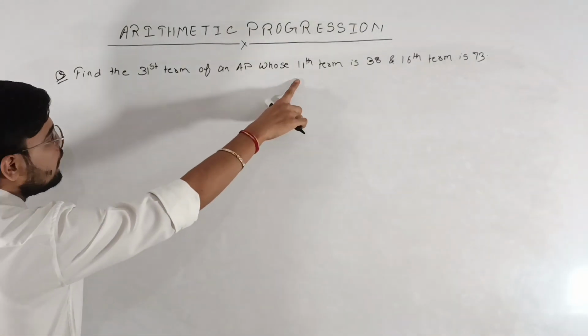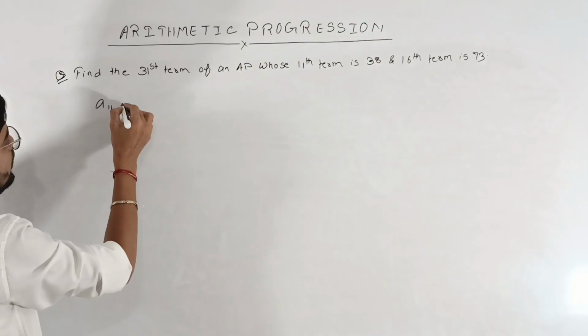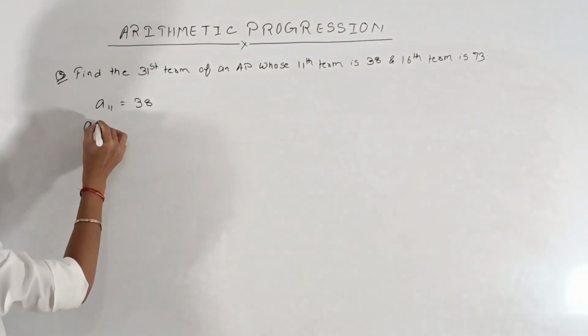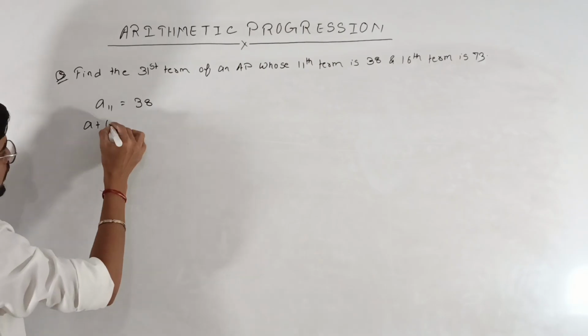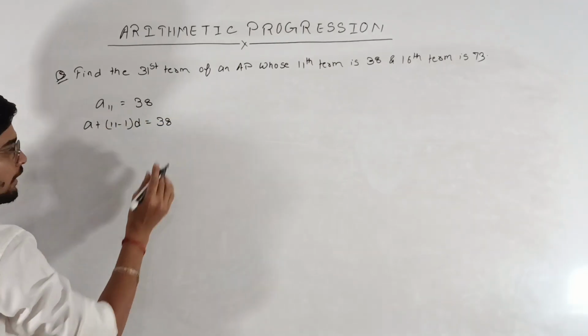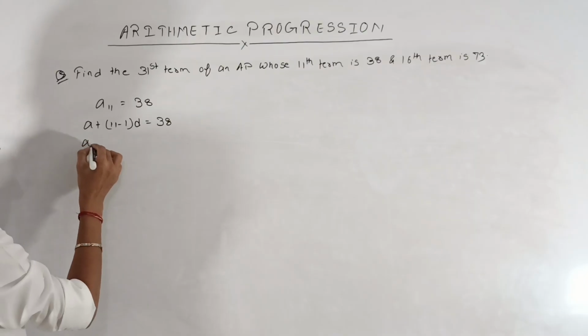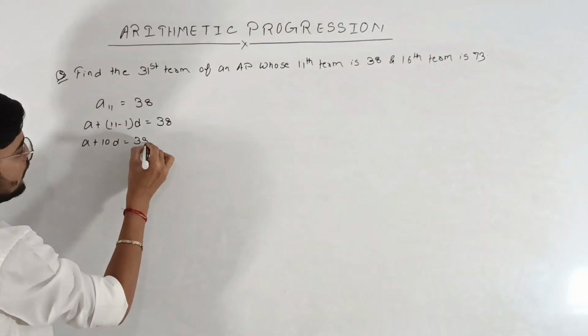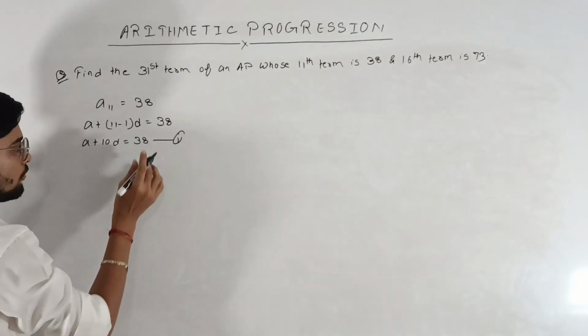So it is given 11th term, that is 38. So A11 is given, that is 38. Now A11 is what? a plus (n minus 1) into d, then 11 minus 1 into d is equal to 38. Okay, now solve this. Then a plus 11 minus 1 is 10d is equal to 38. This is my equation first.